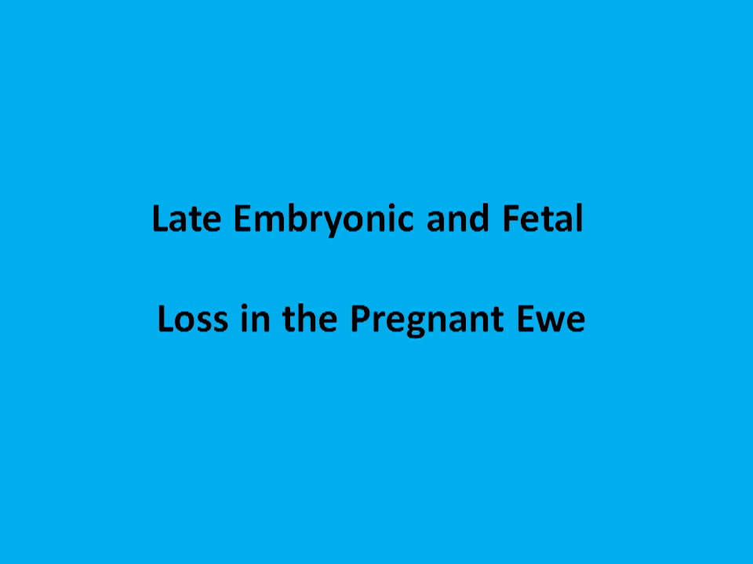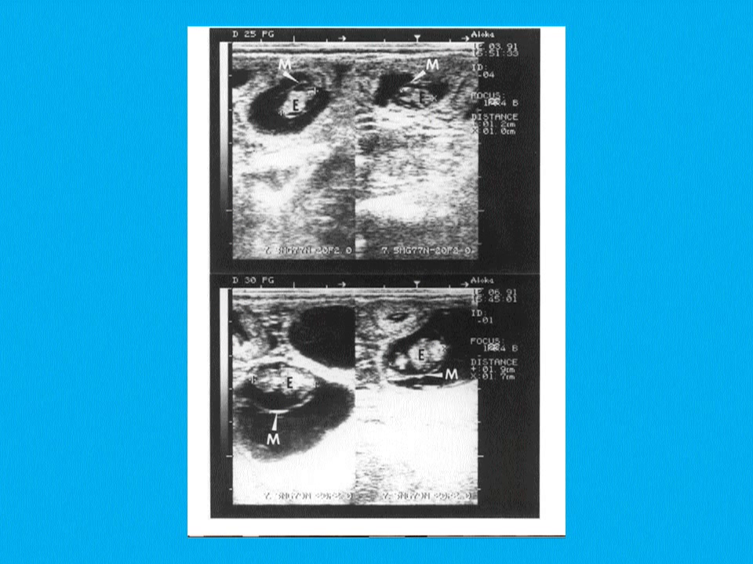What I wanted to give you a heads up about, so that you're aware of it, is that there are these late embryonic and fetal losses that occur. We can go in and pregnancy check ewes at 25 days, and this one is a day 25 pregnancy, and here we see twin embryos and their membranes. Here's one that's day 30, another set of twins. And at day 25 to 30 we can get a pretty accurate count of them with the rectal probe with the transducer.